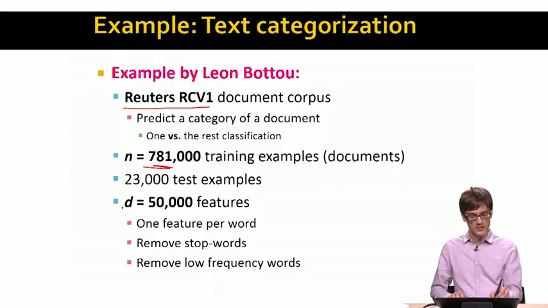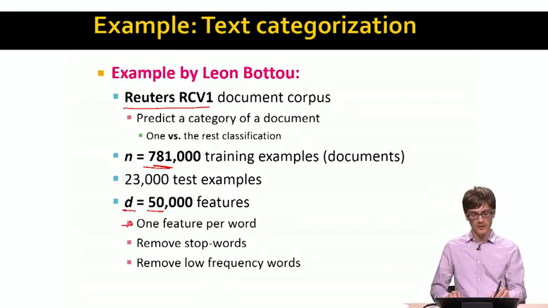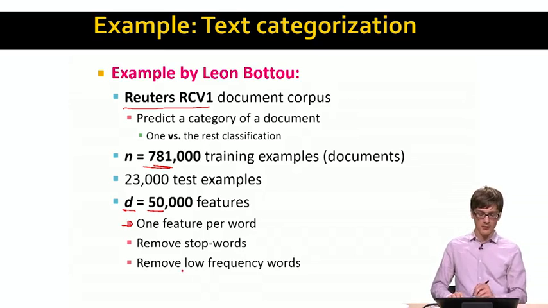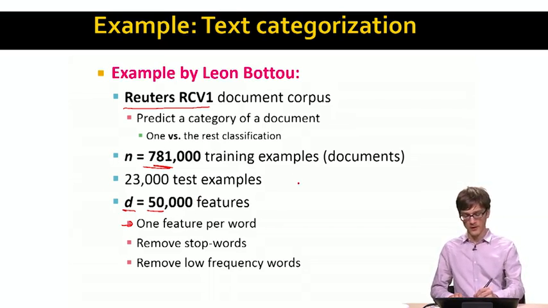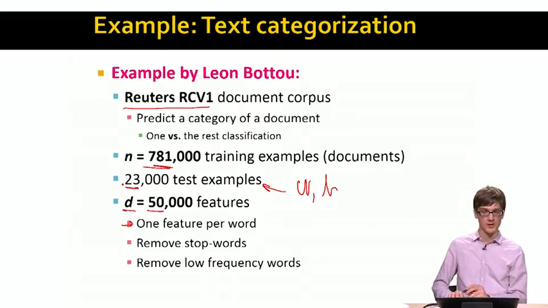We will represent each of these training examples with a 50,000-dimensional vector, which basically means that we will have one feature or dimension per word. We will remove words that are very common, we will also remove words that are very rare, and we will keep the rest of the words. We want to use these 700,000 documents to figure out a good value of W and B, and then we will evaluate our predictions on a small test set of 23,000 documents.